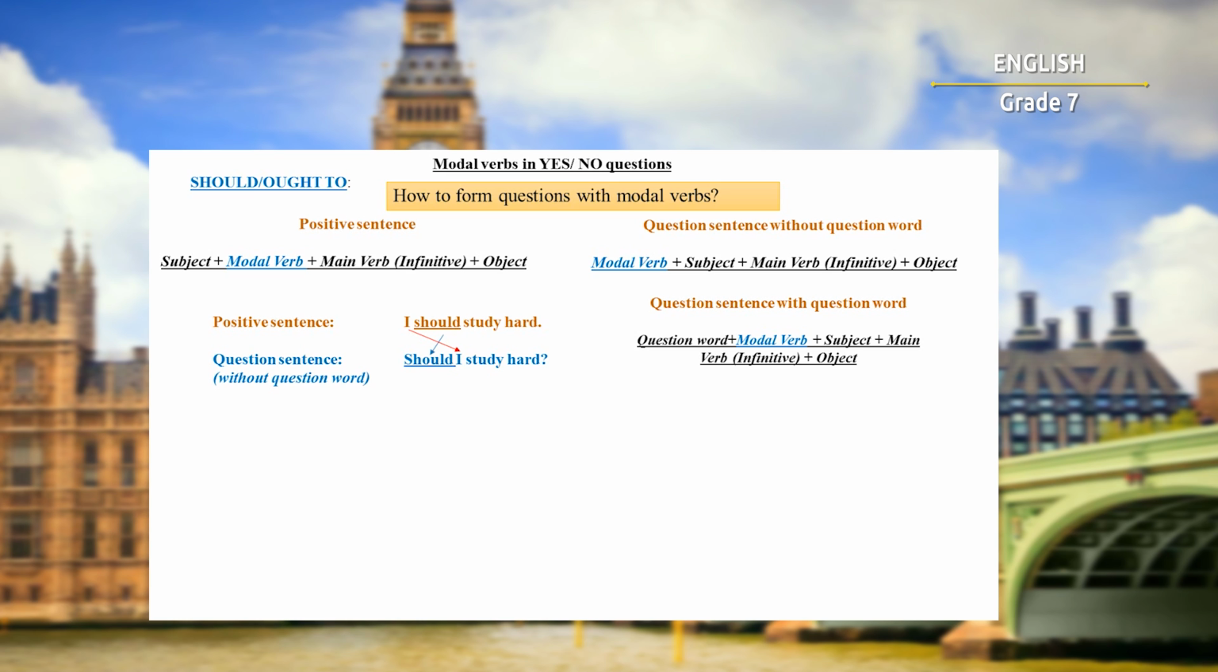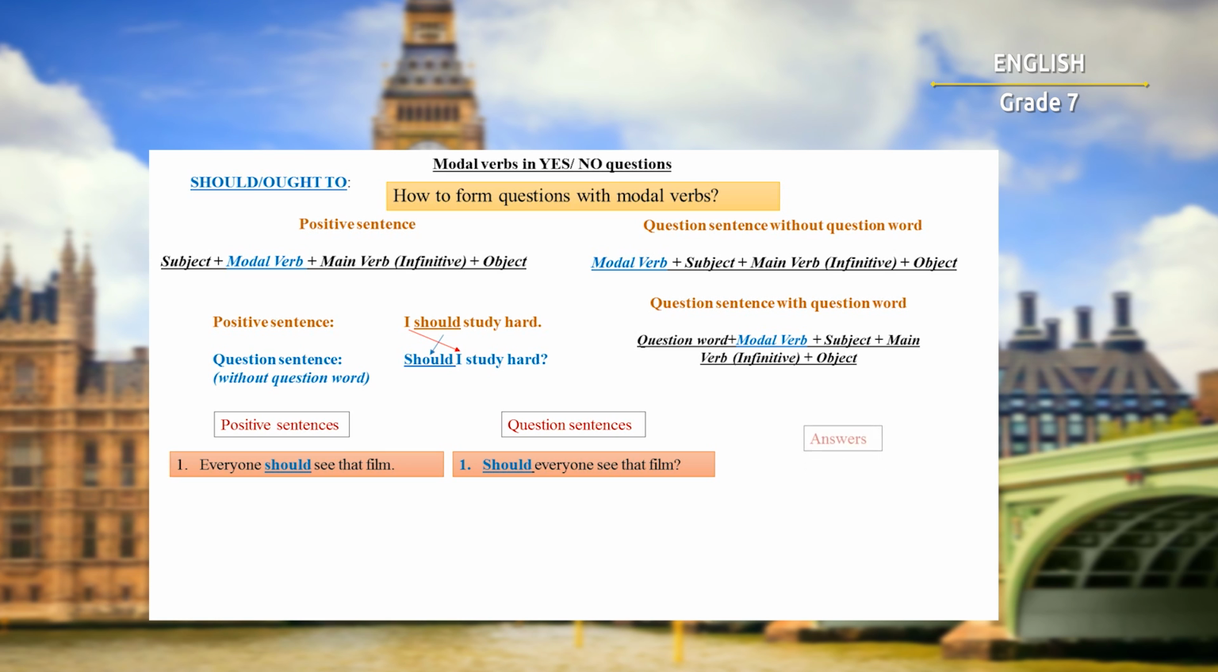Here are some examples I would like you to look at. Positive sentences, for example, question sentences, and possible answers to those questions. Everyone should see that film. Let's make up a question sentence. Should everyone see that film? And possible answers to this question would be yes, or yes, everyone should. Or you can say in full sentence, yes, everyone should see that film.